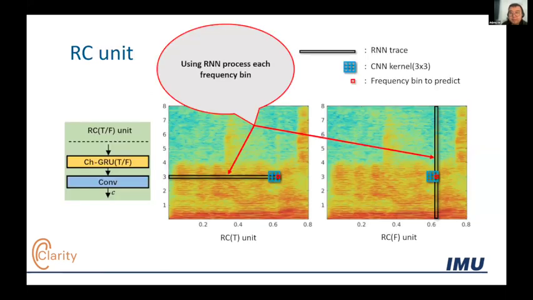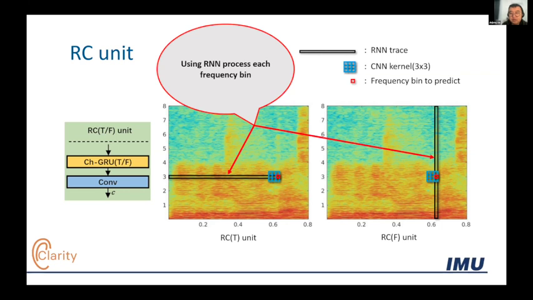As you can see, in the RC unit, we have a channel-wise GRU followed by a convolutional layer. The channel-wise GRU means that the GRU only processes one frequency bin at a time and takes the channel dimension of the frequency bin as the GRU input feature. There are two types of RC unit. One is the RCF unit, which means the GRU processes the frequency dimension. In the RCT unit, the GRU processes along the time dimension.